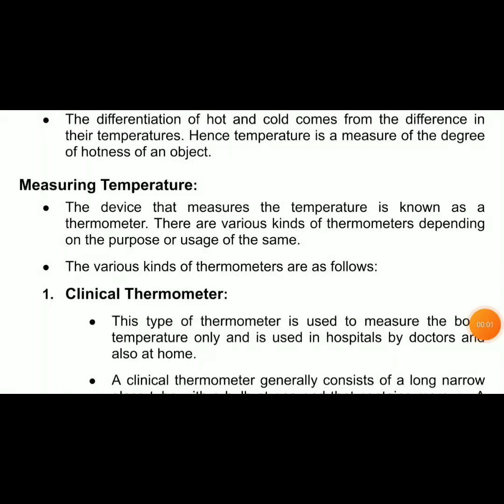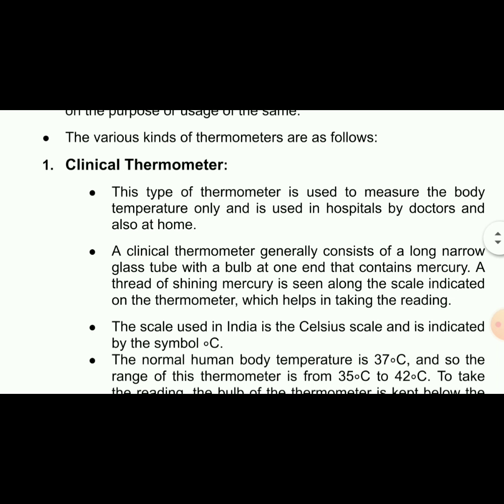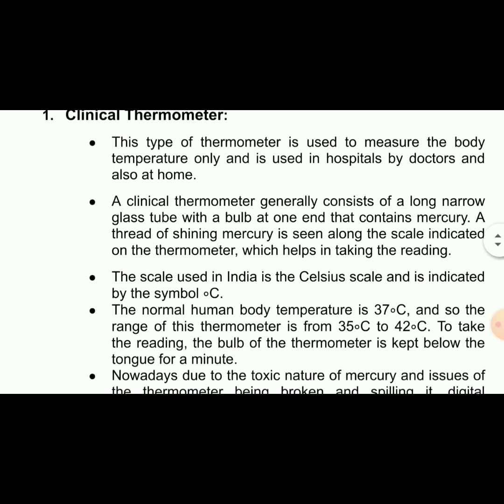Now, measuring temperature. The device that measures the temperature is known as a thermometer. There are various kinds of thermometers depending on the purpose or usage. The various kinds of thermometer are as follows. First is the clinical thermometer. This type of thermometer is used to measure the body temperature only and is used in hospitals by doctors and also at homes.